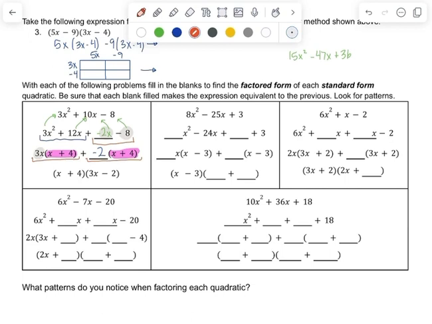Okay, on the next one, 8x squared minus 25x plus 3. In order to make it equivalent to what it was previously, I'm going to have an 8x squared. I'll have minus 24x I put there for you, so in order to make that equivalent to what it was above, it's going to have to be a minus 1x, or just a minus x, plus 3. Taking the first two terms, 8x squared minus 24x, I can factor out an 8x out of that and be left with an x minus 3.